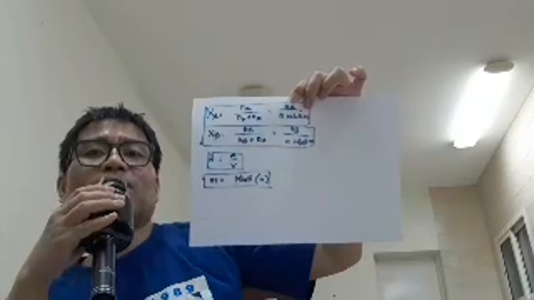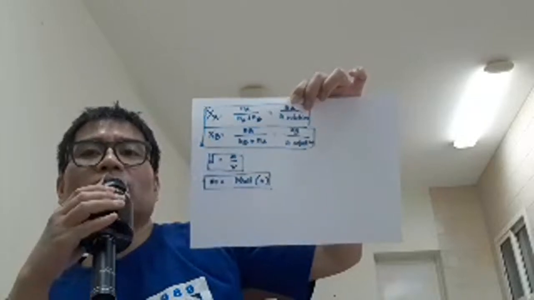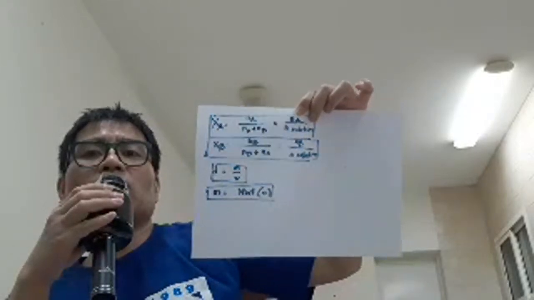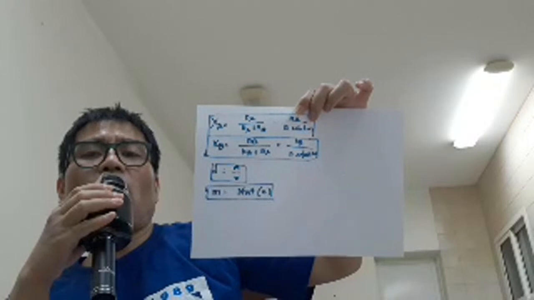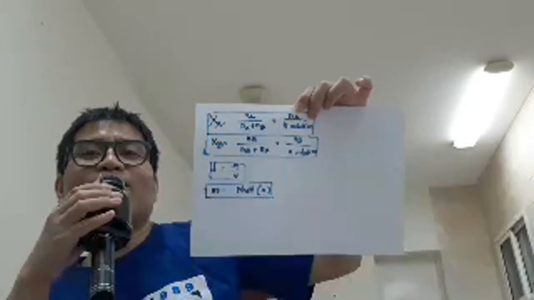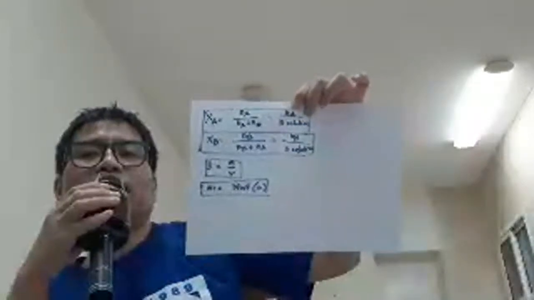But sometimes it doesn't mention it like that. That's what I'm telling you now. The mole fraction of A is equal to the number of moles of A over the number of moles of A plus the moles of component B. So the total moles of the solution is equal to n_A plus n_B.